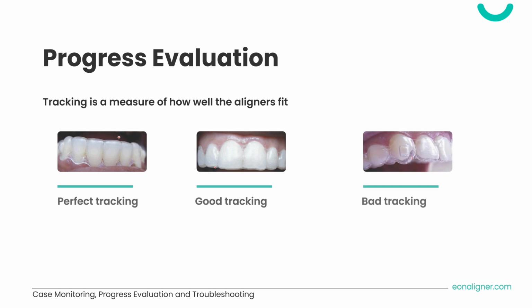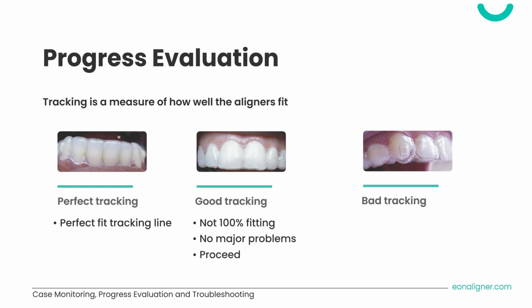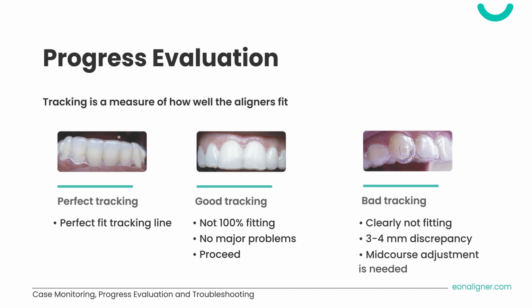Perfect tracking means that the aligners are fitting the teeth 100% and the treatment is going as expected. Good tracking means that the aligners are not fitting 100%, but the teeth movements are going well and as planned. There's no major problem, and in this case, you can proceed normally. Bad tracking means the aligners are slipping away, movements are slowed, or even have stopped progressing. In this case, troubleshooting is necessary to point out the cause and carry on the necessary adjustments.